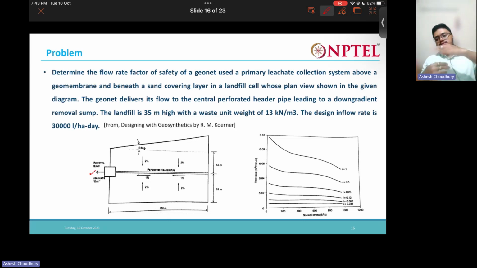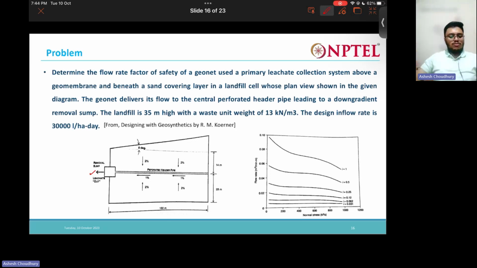So this is the plan view, and above this we have the landfill. Above this we have the huge landfill. The landfill is going to generate some liquid from the solid waste or bio waste, whatever it is there. That liquid is nothing but the leachate. We have to drain that leachate out.